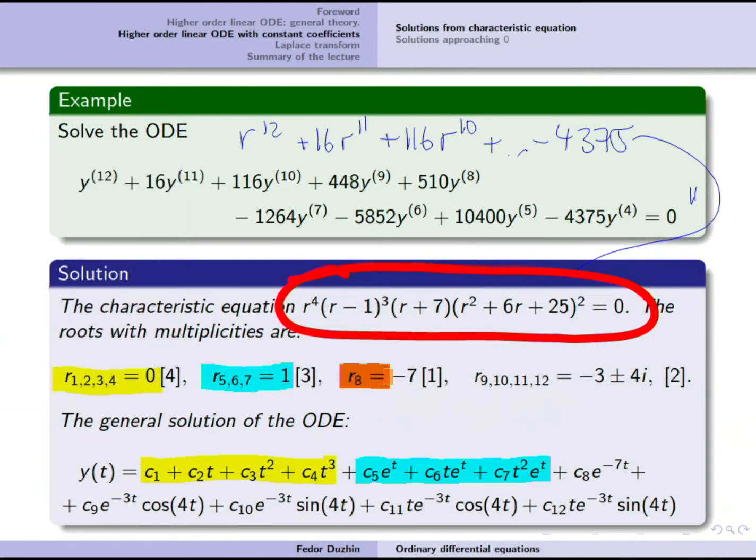All right, so then we have minus 7 is the root of multiplicity 1, which means that it will give us just one solution of the differential equation, which is e to the minus 7t, so that's easy.